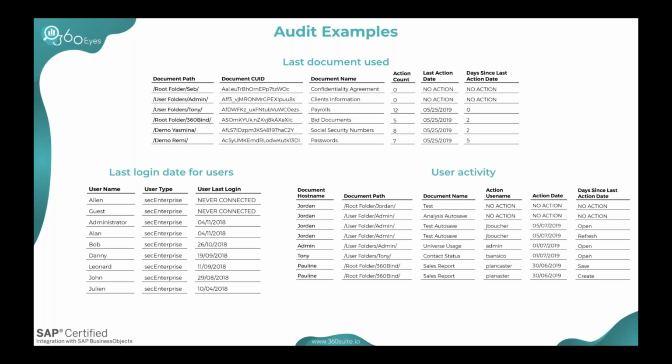Whereas with 360Eyes, you get the full picture of what's not being run and what's being run, users that are logging in or not logging into the system, that's down on the left, and then also user activity. When users do log in, what are they doing? Are they refreshing the documents? Are they scheduling them? Are they modifying them? What kind of actions are they taking on those documents? So all of that information is available in Eyes.